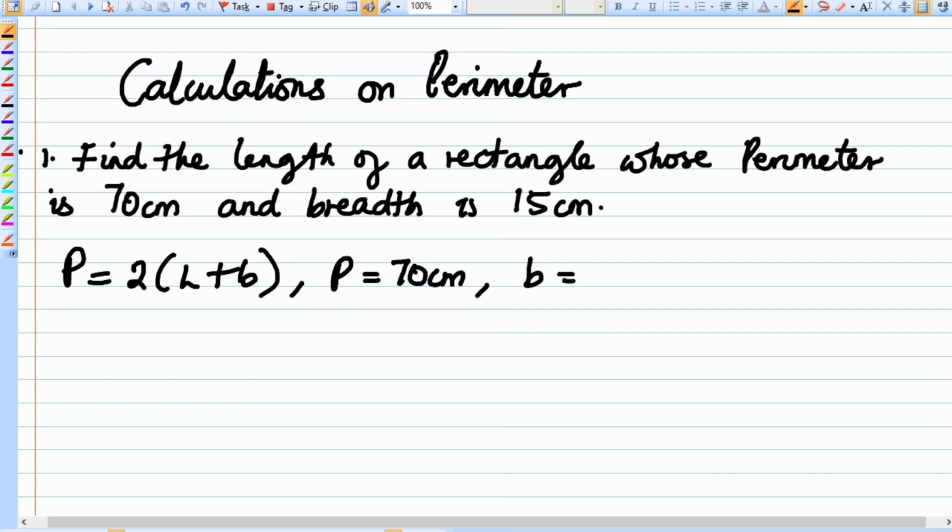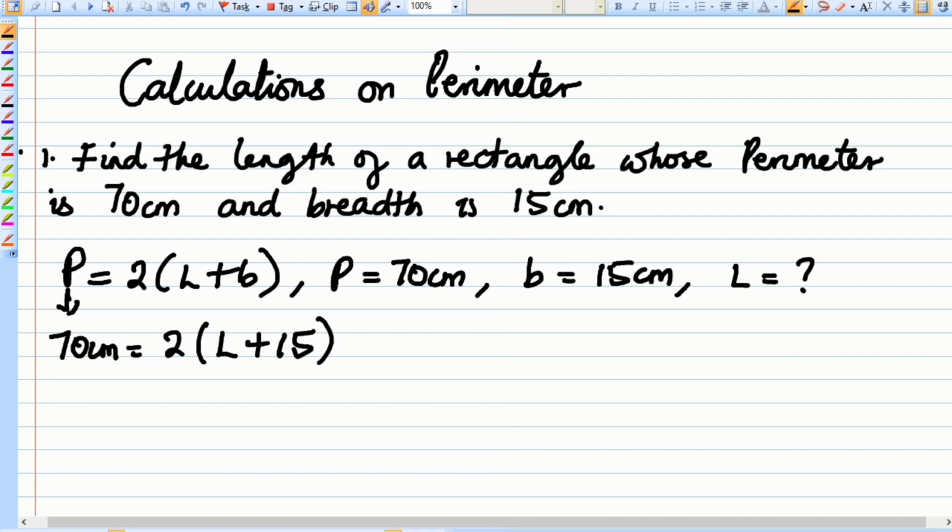The breadth B was given as 15 cm. And we are asked to find the length L. So that's what we're looking for. So we're going to begin to substitute the values of that which was given in the formula, and then we get the other one there. So P, the perimeter, is 70. So we put 70 cm is equal to 2 brackets. We don't know the length, so we leave it as L, plus the breadth was given as 15 cm.